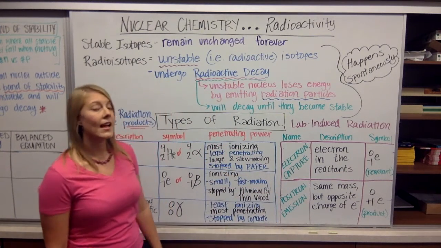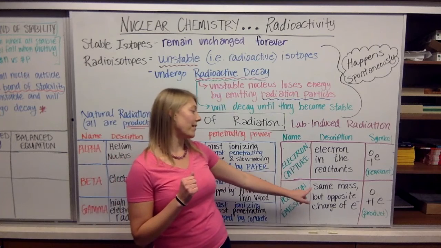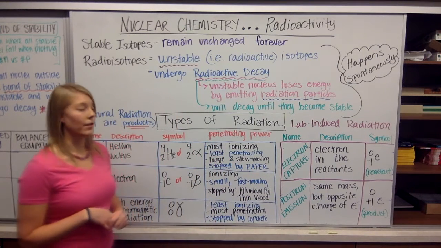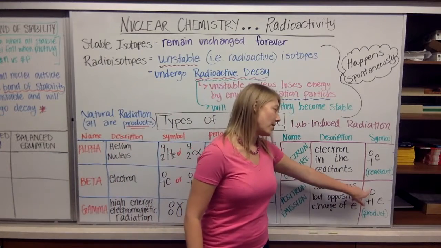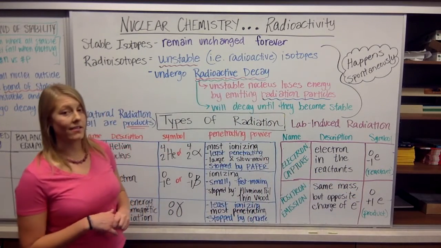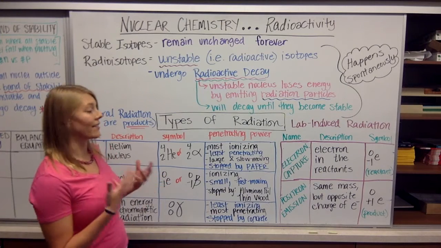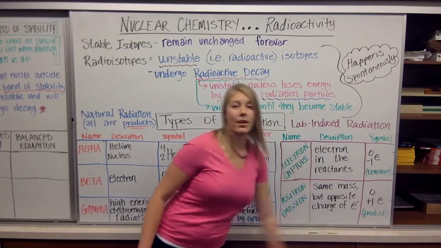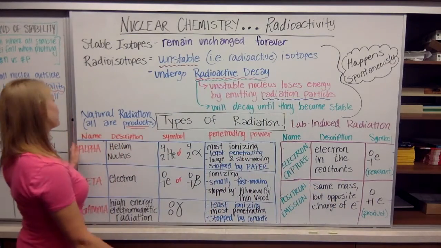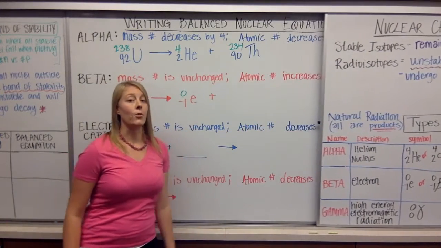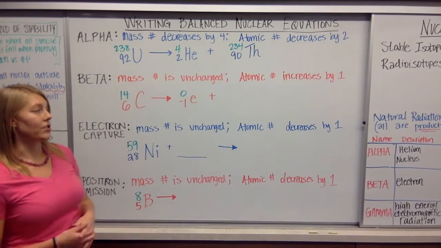The particle for positron emission has the same mass but opposite charge of an electron. So still a mass of 0, but instead of -1, we have +1 e. It looks exactly the same as the electron, except with the positive sign instead of negative. This, just like the natural types of radiation, is in the products. Now, we can actually write balanced nuclear equations for these processes that we just talked about.